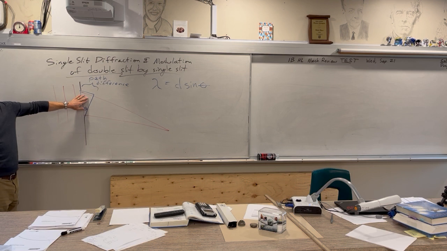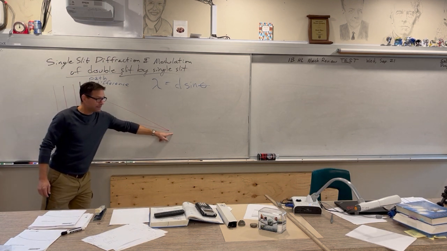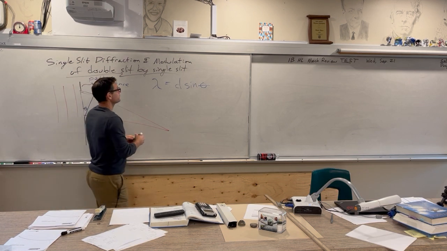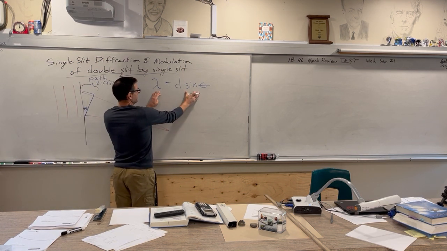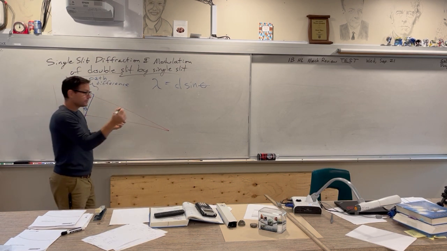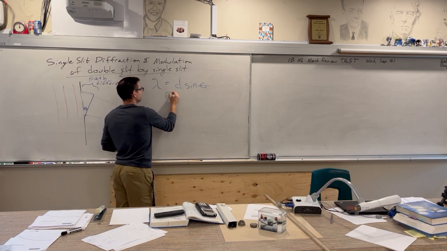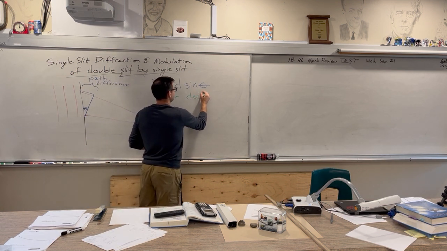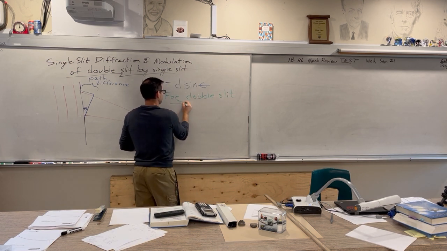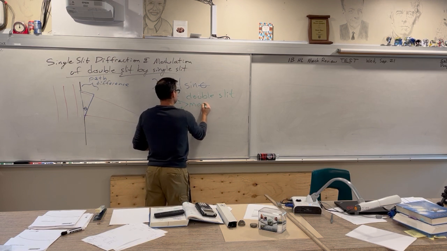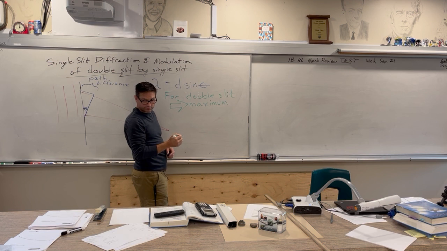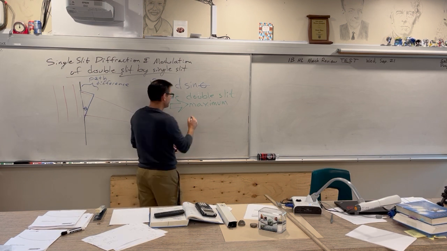The path difference here, when it becomes lambda, you get a maximum, right? So, when this is d sine theta, and when that path difference equals lambda, you get a maximum for double slit. What does a maximum look like on the screen? Bright spot. The bright spot, right?